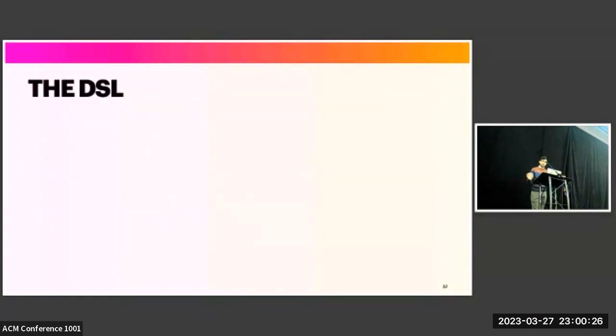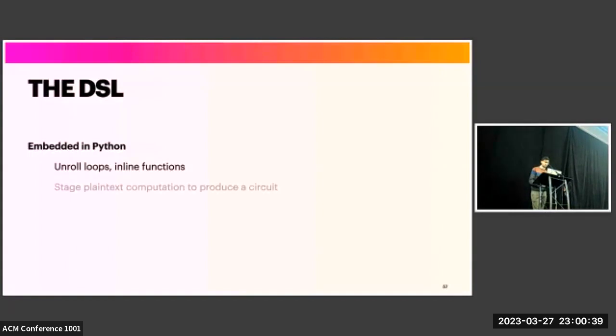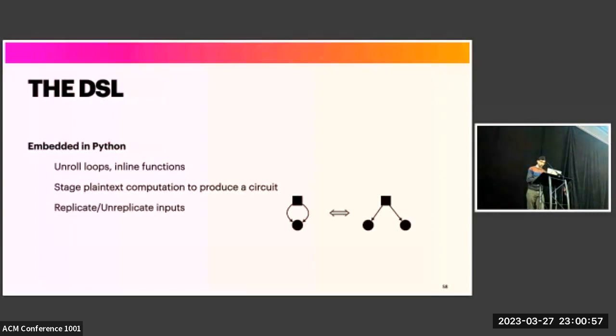Okay, that's how the vectorization works. Let's talk about the DSL. Coyote is a DSL that's embedded in Python. This gives us a couple things for free. First of all, Python automatically unrolls the loops and inlines the functions just as part of executing the program. In fact, this lets us stage away all plain text computation and just produce a circuit. So specifically, if you have a conditional with a branch that's known at compile time, or a branch that only depends on plain texts, Python will just execute that conditional and give you back the circuit in the right direction. The DSL also lets the programmer specify whether they want certain inputs to be replicated or unreplicated.